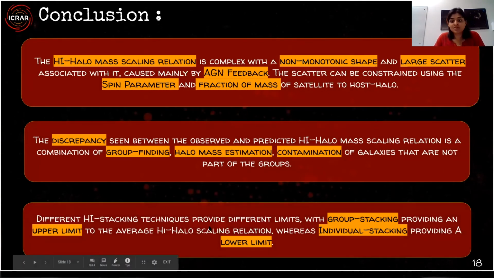I would say with group stacking, it provides an upper limit to the average HI halo mass scaling relation, whereas with individual stacking, we get a lower limit. So both have their pros and cons, and if we consider all these effects while making the measurements, we would be able to come closer, or maybe understand better what we are getting from the observations. I guess I might have done a smaller talk, but that should be all. Thank you.